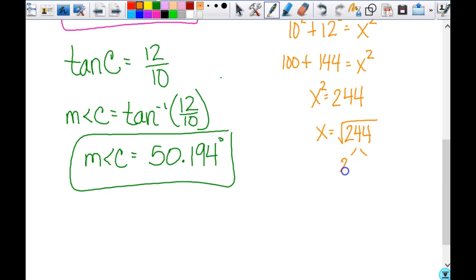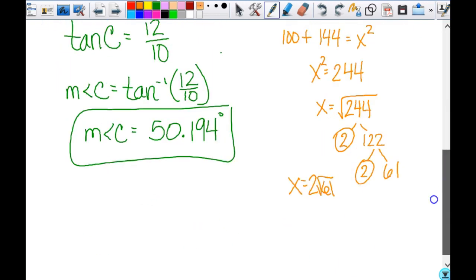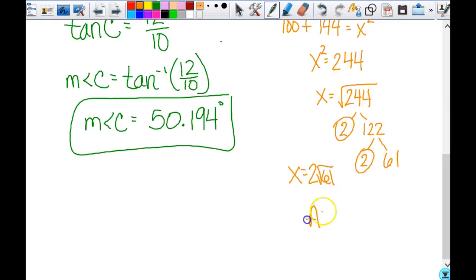Well, that's even, right? So it could be 2 and 122. Well, that's even again. So 2 and what? 61. Is 61 a prime number? Yes. Okay, so then that means that x is equal to 2 square root of 61, but that's really the length of what? AC? Yeah. So the length of AC equals 2 square root of 61.